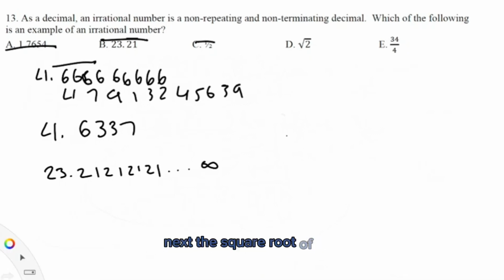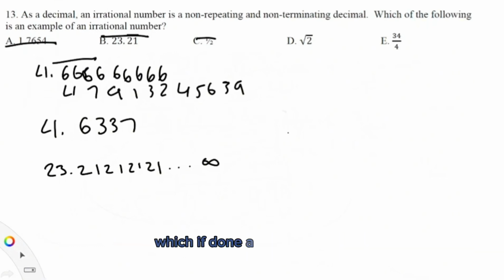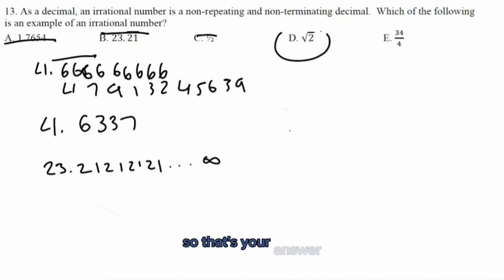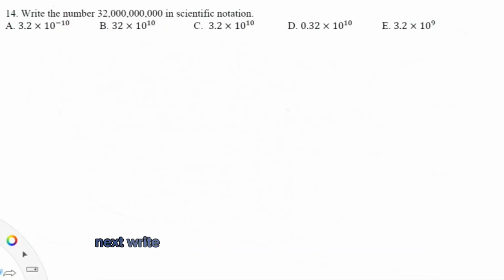Next, the square root of 2. In math we have something called perfect squares. Those are numbers which, if you take the square root, give you a whole number. If it's not one of those numbers, and in this case 2 is not a perfect square, it's automatically an irrational number, meaning it is non-repeating and non-terminating. So that's your answer. Next, write the number 32 billion in scientific notation.